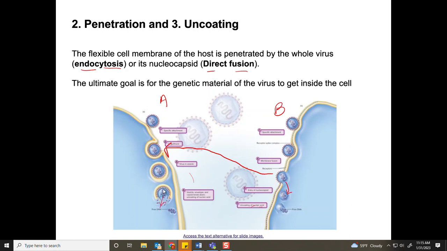So again, it just depends on the virus type which pathway they'll take. If it's a naked virus, it will do direct fusion because it doesn't form an envelope. If it is an enveloped virus, it'll utilize scenario A. But the ultimate goal here is to get the genetic material of the virus inside that host cell. And again, that's the DNA, or again, could be RNA because it could be an RNA virus. But in this particular picture in the book, they use DNA.